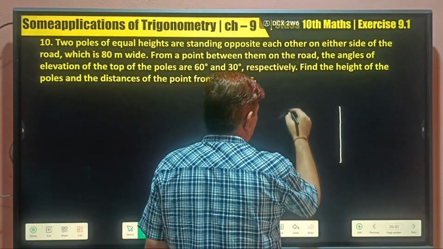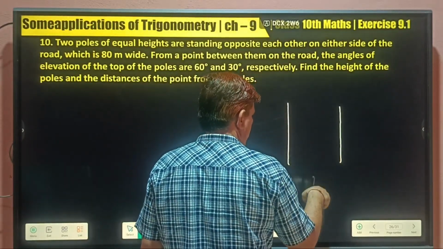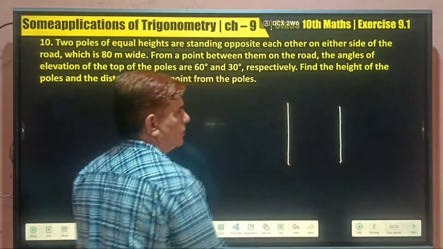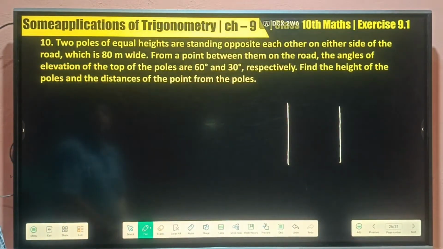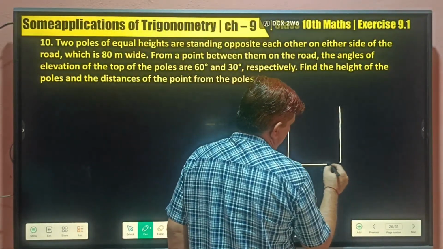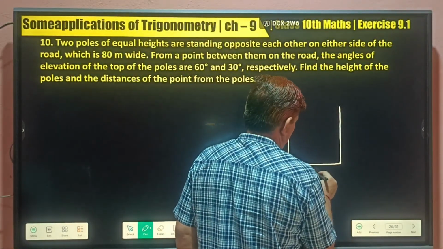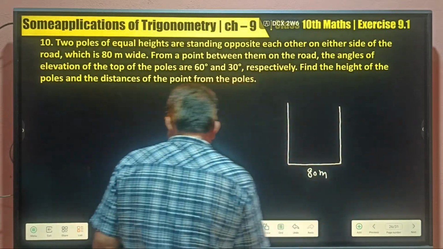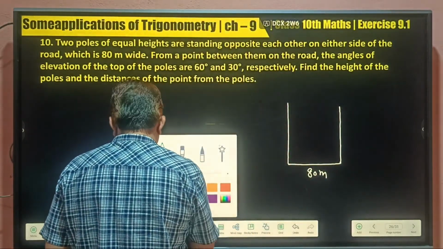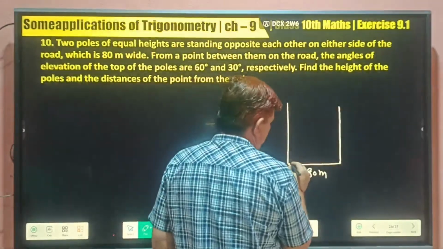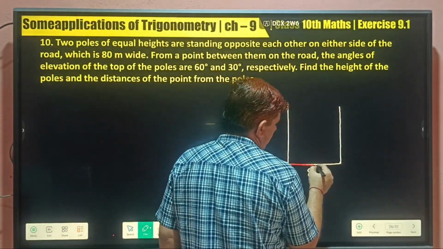One pole is this, another is this, and this is the road. Two poles of equal height are standing opposite each other on either side of the road, which is 80 meters wide. This is the 80 meter wide road. What's the width of the road? 80 meters.